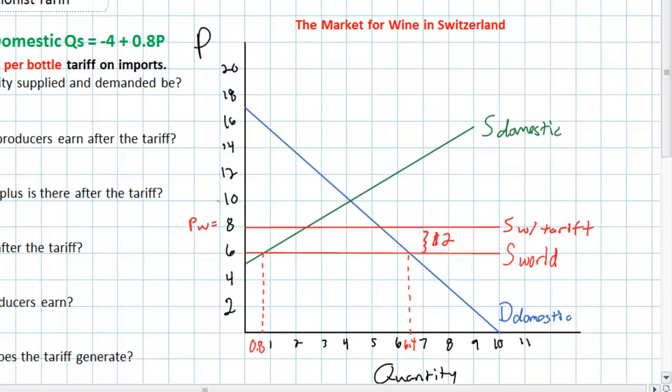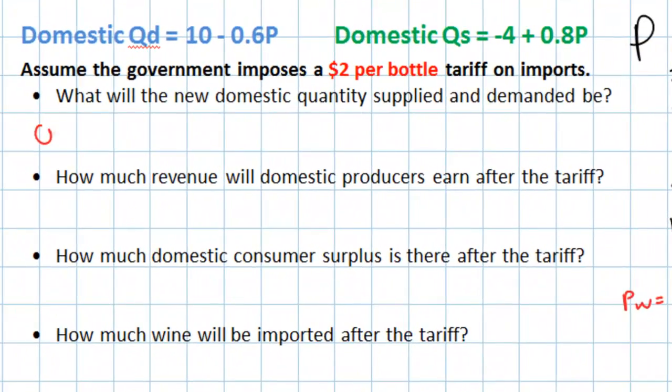This increase in the price of wine in Switzerland should lead to an increase in the domestic quantity supplied and a decrease in the domestic quantity demanded. To prove that, let's go ahead and calculate the new domestic quantities supplied and demanded. We must plug $8 into our supply equation, and we'll see that the new domestic quantity supplied equals -4 plus 6.4, which is 2.4 bottles of wine. However, the domestic quantity demanded will, in fact, fall.